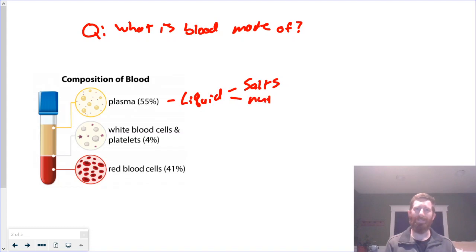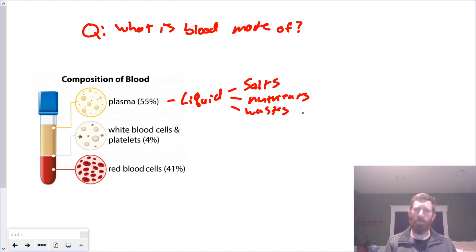Nutrients, right? So sugars, different things like that. Obviously, wastes, right? So not just CO2 and O2, but uric acid, different things like that. Waste from cells, old dead organelles, stuff like that.